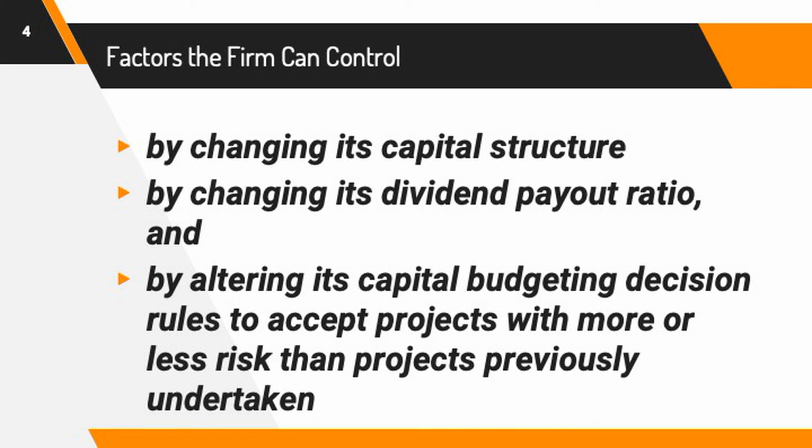Lastly, by altering its capital budgeting decision rules to accept projects with more or less risk than projects previously undertaken. So the firm's capital budgeting decision can also affect its cost of capital. When we estimate the firm's cost of capital, we use as a starting point the required rates of return on its outstanding stocks and bonds. So these cost rates reflect the riskiness of the firm's existing assets. Therefore, we have been implicitly assuming that the new capital will be invested in assets that have the same risk as existing assets. This assumption is generally correct, as most firms do invest in assets similar to ones they currently operate.